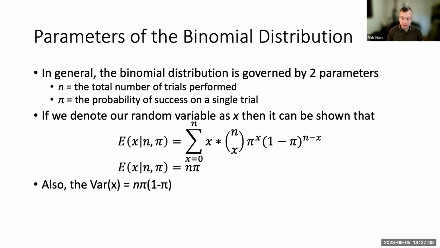We can also compute the variance. So here's an example where the population parameters are n and pi, but that's not the mean and variance. The mean and variance of the distribution are functions of that. So the mean of a binomial distribution is n times pi. Its variance is n times pi times 1 minus pi.